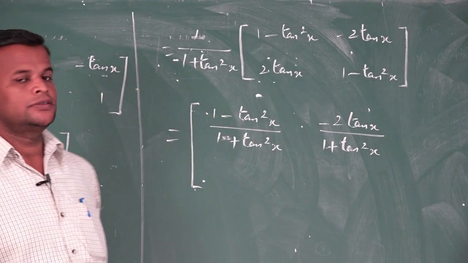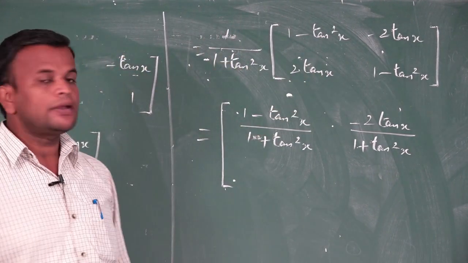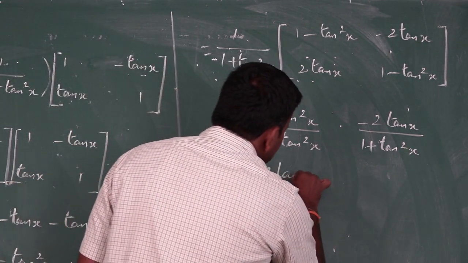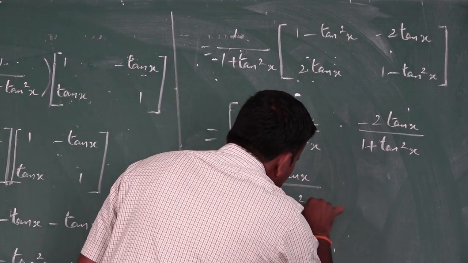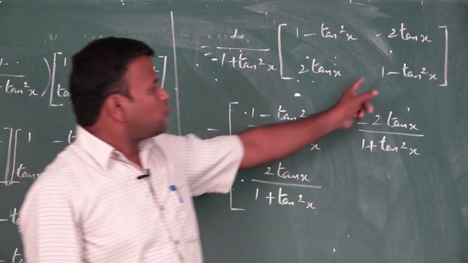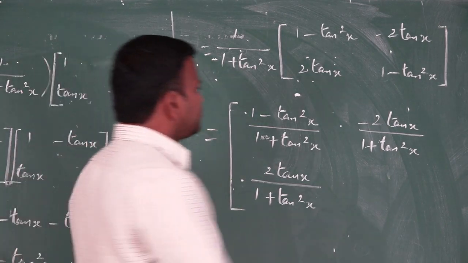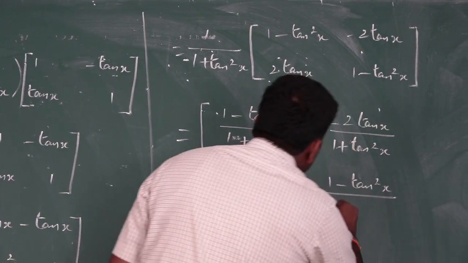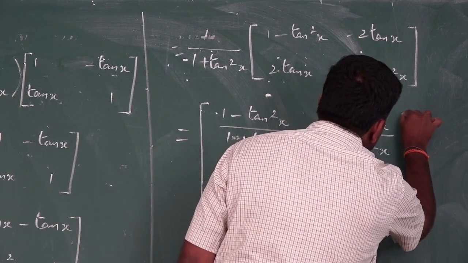So first row over. Second row. The term 2 tan x is multiplied with 1 divided by 1 plus tan square x. It becomes 2 tan x divided by 1 plus tan square x. Next one. The term 1 minus tan square x is multiplied with 1 divided by 1 plus tan square x. It becomes 1 minus tan square x, a whole divided by 1 plus tan square x.